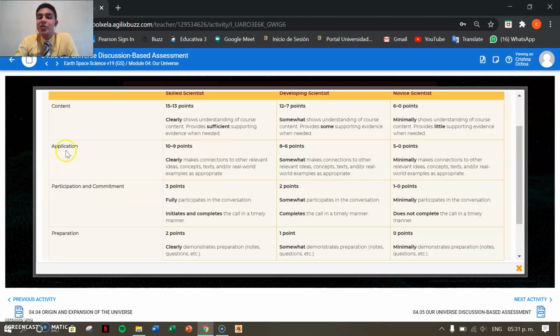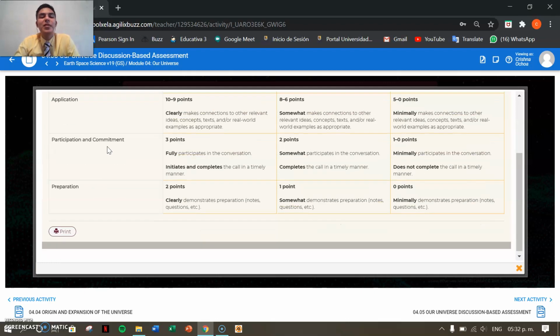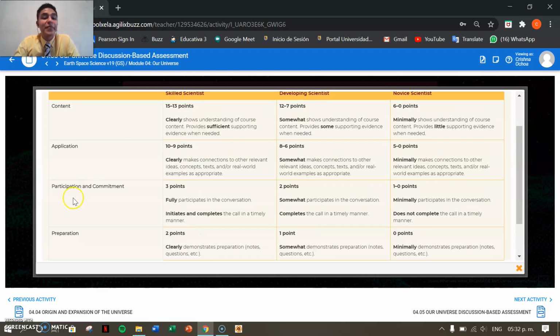Then we have application. Clearly makes connections to other relevant ideas, concepts, text, and or real-world examples as appropriate. So, of course, since we are talking about the universe, how can you relate those principles to the environment around you? Can you relate it to Earth? Can you relate it to our sun or to one of our celestial bodies around? Make sure you include that in your diagram.